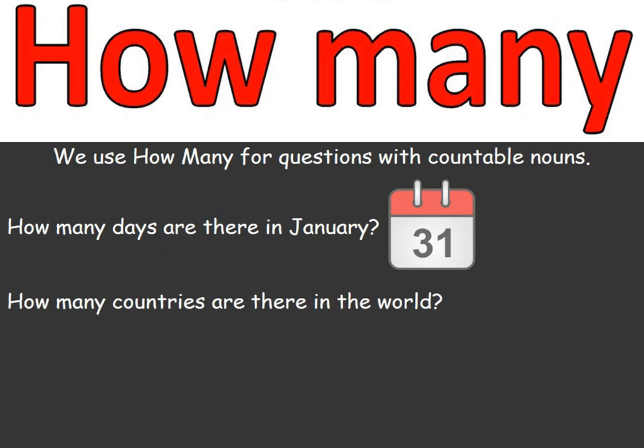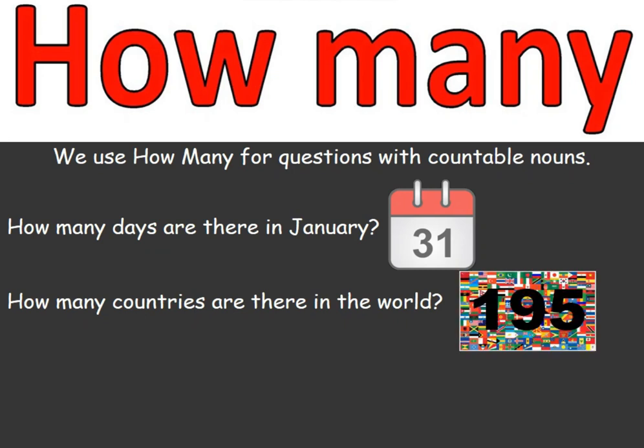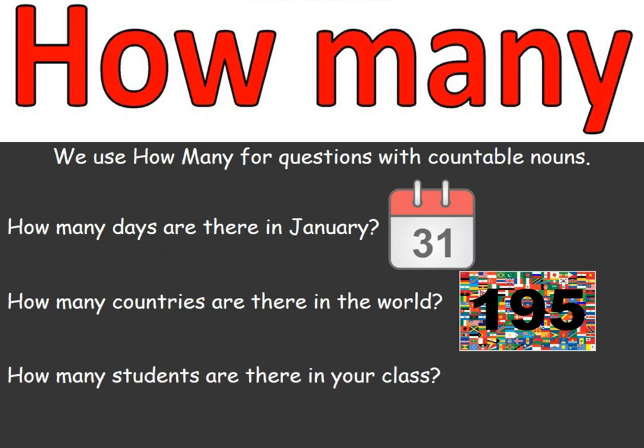How many countries are there in the world? Can I count the countries? Of course, yes. Egypt, number 1. Saudi Arabia, number 2. Morocco, number 3. United Arab Emirates, number 4. So I can count the countries. So how many countries are there in the world? We have 195 countries. And now, how many students are there in your class? Think and tell me.